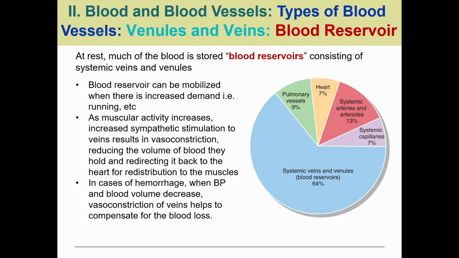Now, when we're at rest, where do we find the blood typically, right? Most of the blood, over half, is going to be found in a venule or a vein. Some of it will be in the pulmonary vessels, in the lungs and whatnot. Some will be in the heart. A bigger chunk will be in the arteries and arterioles, and some will be in the capillaries, but most is going to be found in the veins and venules.